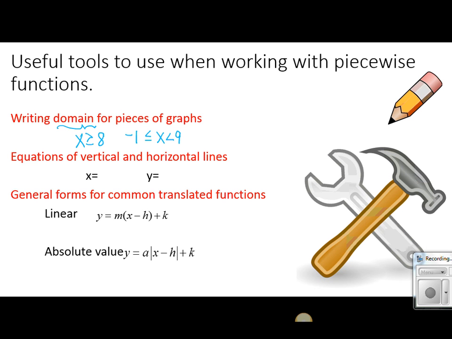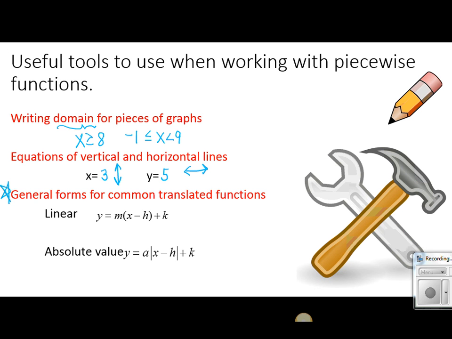Another helpful tool is being able to write vertical and horizontal lines. If I have a vertical line, x equals a number. Y equals a number, like say 5, would mean I have a line that goes straight across and is constant and has a 0 slope. If I have a vertical line, I would say I have an undefined slope. And then these two are huge as far as knowing how to do those translated functions.